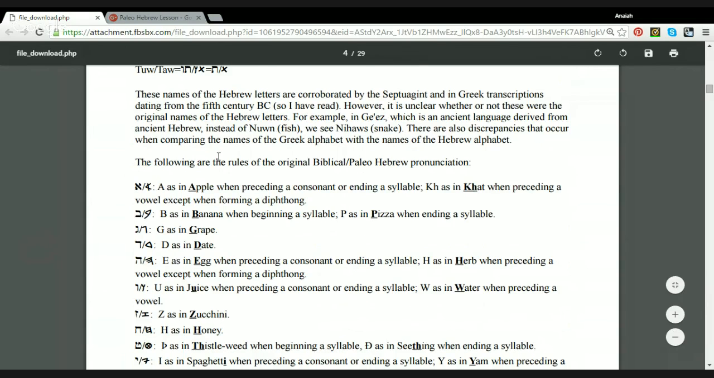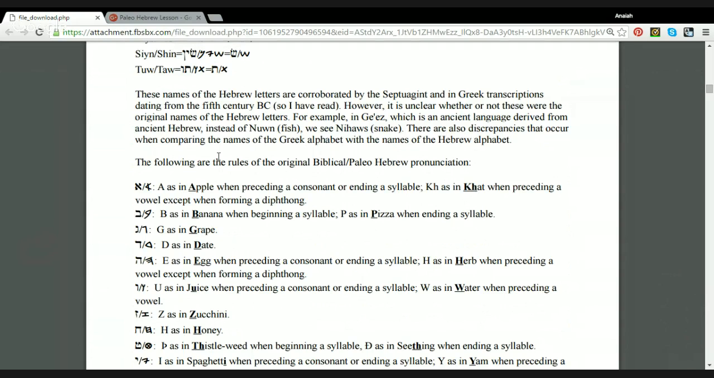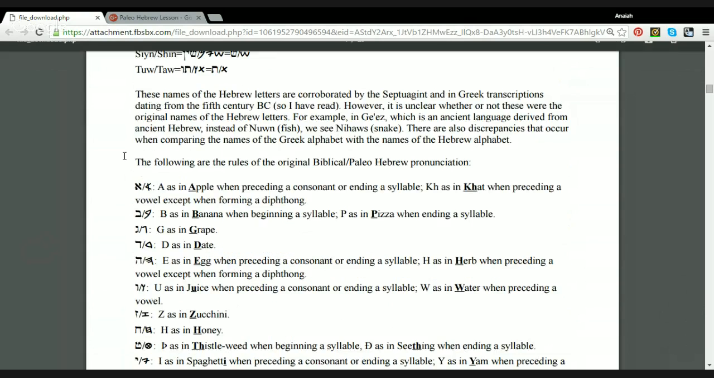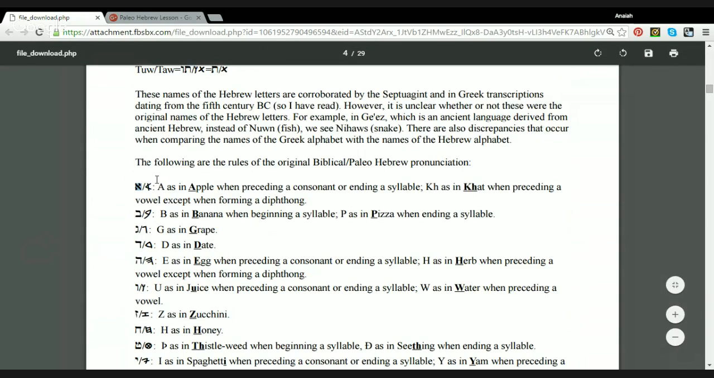Okay. Now, here's what I say. You're going to see that my rules of Hebrew are very mirrored. So the letters all work the same. You're not going to see the rules being all radically different from each letter. It's going to follow a very similar principle of reasoning. Okay, so here we got A is an apple when preceding a consonant or ending a syllable. KH as in cat, when preceding a vowel except when forming a diphthong.